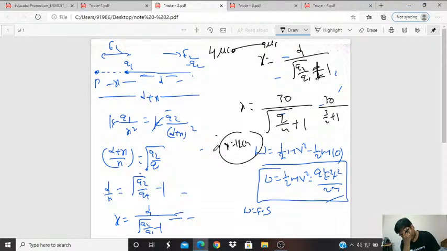Okay. So this is about null points due to electric field. So still more concepts are there. We will see in day after tomorrow class because we have only half an hour session now.